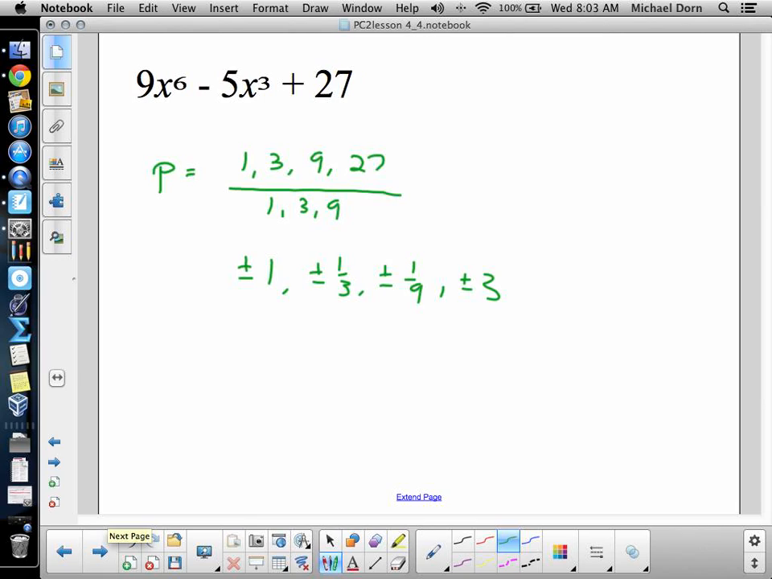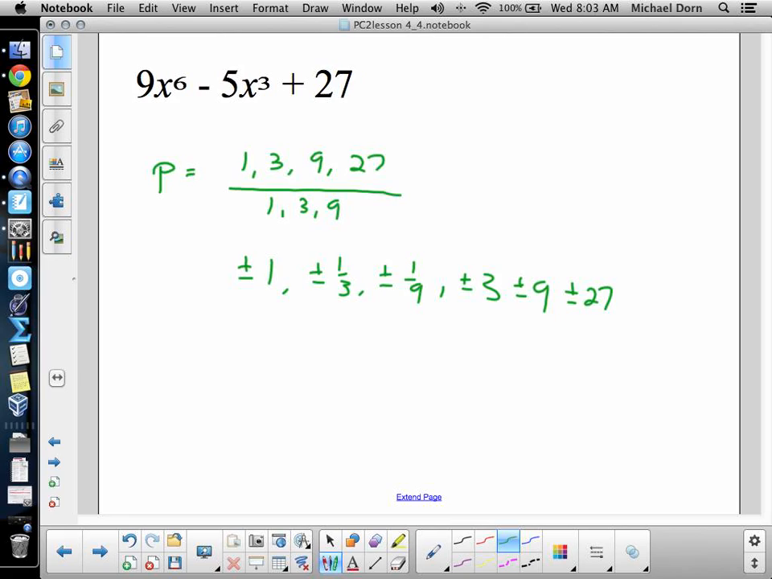Plus or minus 3/3 is 1, so I don't need to relist that. 3/9 is 1/3. I don't need to relist that. Oh, happiness, fewer fractions. Plus or minus 9. 9 over 1. 9 over 3 is plus or minus 3. Don't need to relist that. 9 over 9 is 1. Don't need to relist that. It's already up there. And then plus or minus 27. 27 over 1, 27 over 3 is 9. Got it. 27 over 9 is 3. Got it. Those are all the possible rational roots of that polynomial.